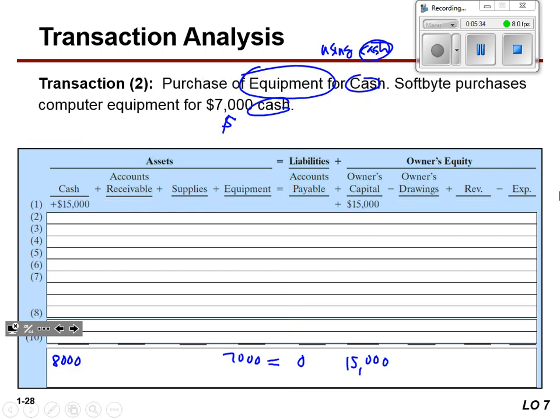Next, he buys equipment for cash. Now the weird part is it's only under the asset umbrella at this point.